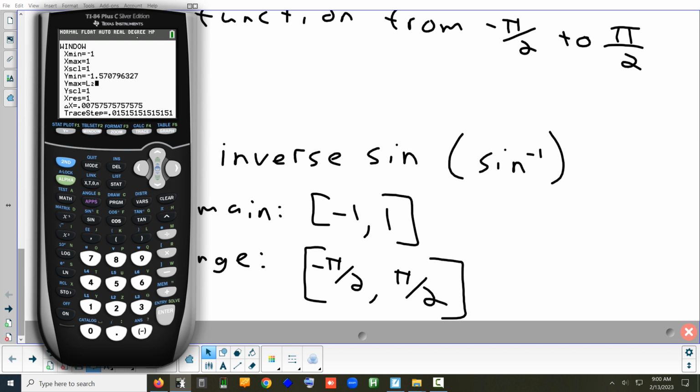If you want to do it in degrees, fine. But then use negative 90 to 90. Don't use negative pi over 2 to pi over 2. So let's put it in radians. Let's draw them both, and then I'll put in the line y equals x, and we can see if they look like reflections of each other. Okay, so there's the section of sine we're looking at that passes the horizontal line test.